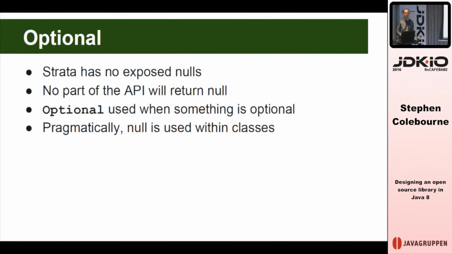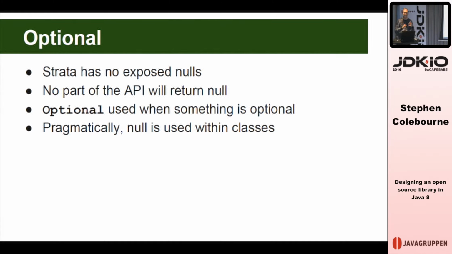But given this, the Strata library has no exposed nulls. Now we have the advantage of being a greenfield system. We have the advantage of designing it from scratch. But what we can say is that if you call any method on the Strata library, you will not get null back. Therefore, you do not have to think about checking for null. You're just not going to see it. If there is something that is optional, you're going to see an optional in the return type and have to process using that as well.